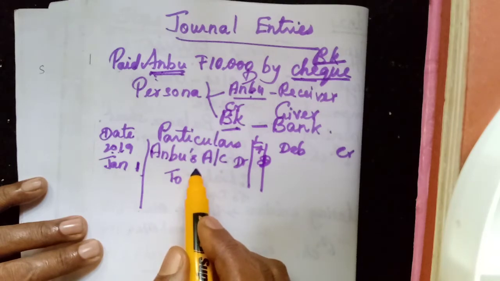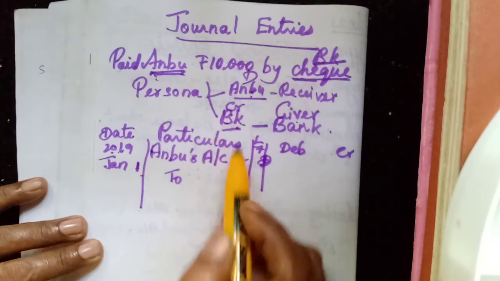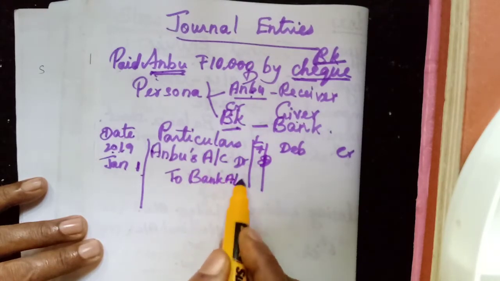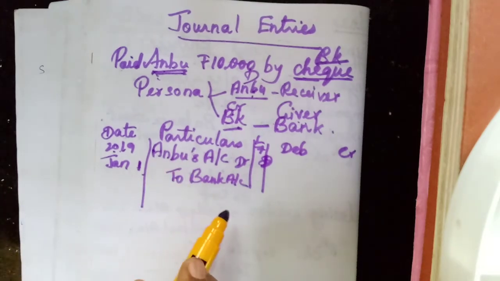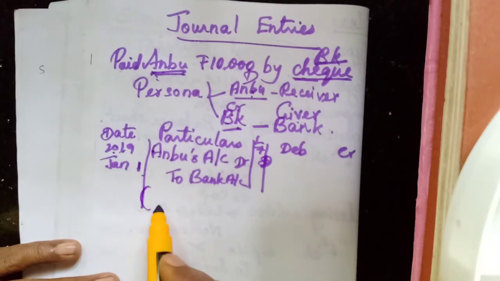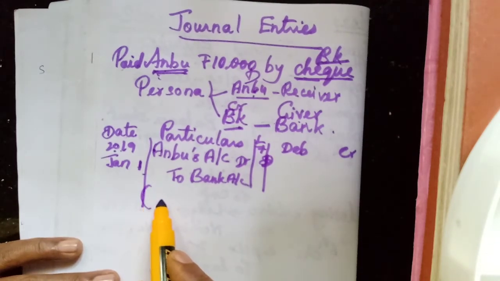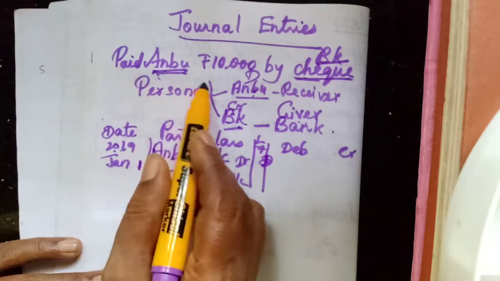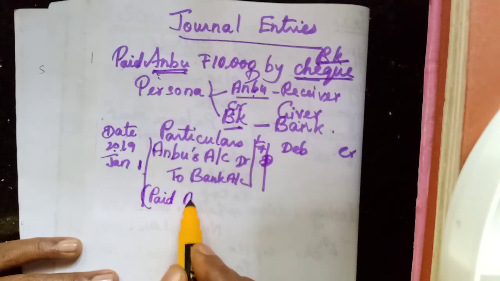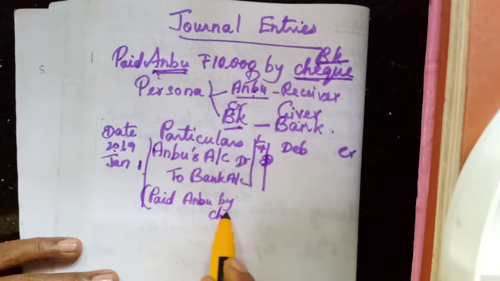Who is the giver? Bank. So bank should be credited, bank account. If we write that person's name, you should write apostrophe S. Otherwise simply we can write. Then one bracket we should write, that is called narration. How should we write it? Paid Anbu by check.